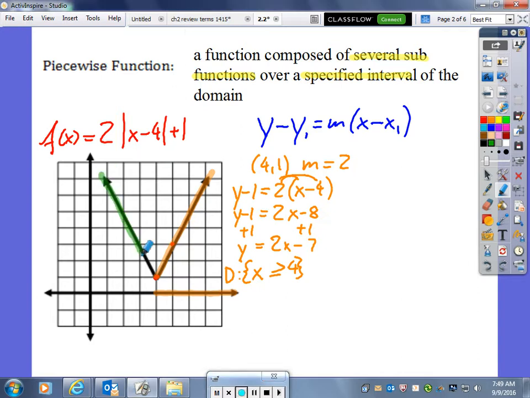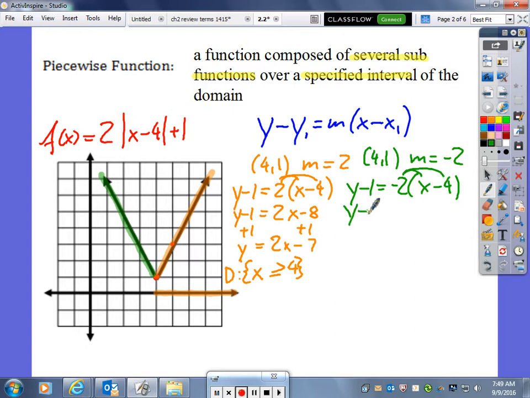Let's look at the other part of the function. It also has the point 4, 1. The slope in this case is down 2 and 1 to the right. In other words, m is equal to negative 2. Plug in the numbers into our point slope form. Y minus 1 is equal to negative 2 times x minus 4.